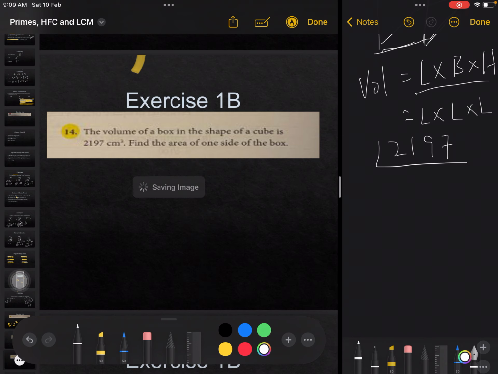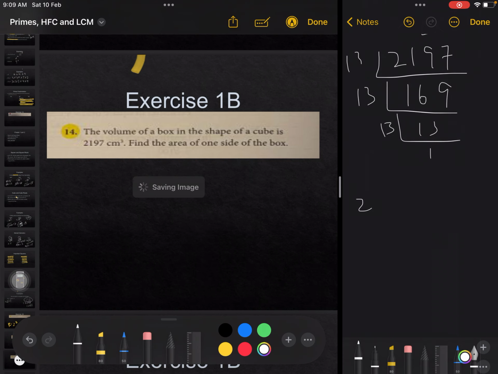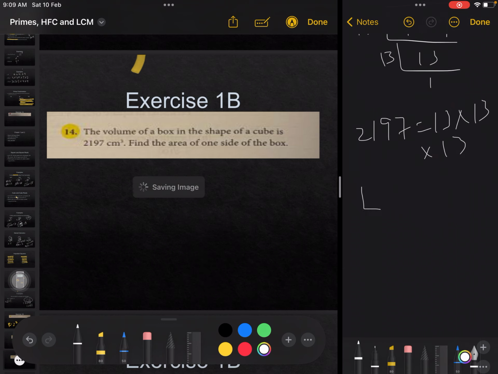2197 divided by 11, no. 2197 divided by 13. Okay, divide by 13, it works, so we have 169. Then we divide by 13 again, so we have 13. Divide by 13 again, equal to 1. So from here we understand that 2197 equals 13 times 13 times 13. So the length equals 13, one side of the length equals 13.